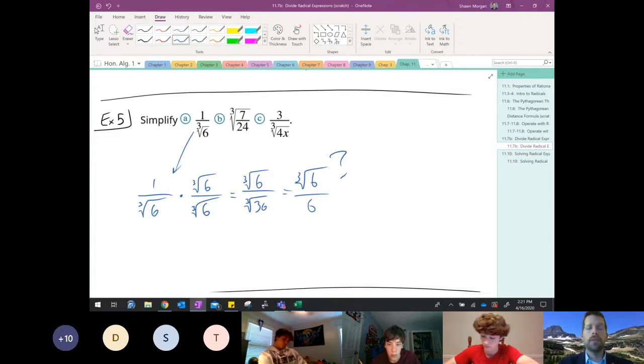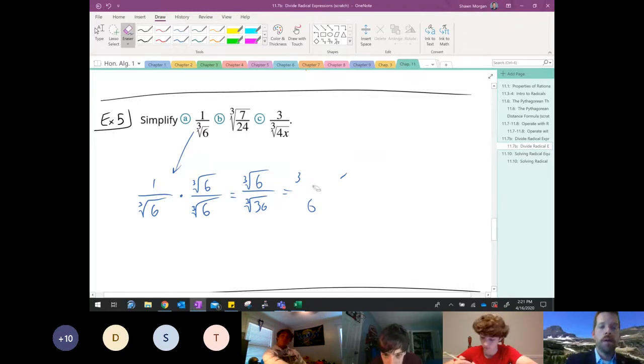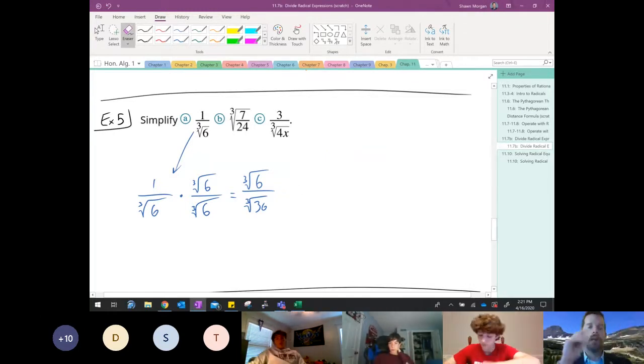Anybody? Does that look good to y'all? Pack it up, go home, we're happy? No. No. Because we're dealing not with a square root, but we're dealing with a what? Cube root. A cube root.